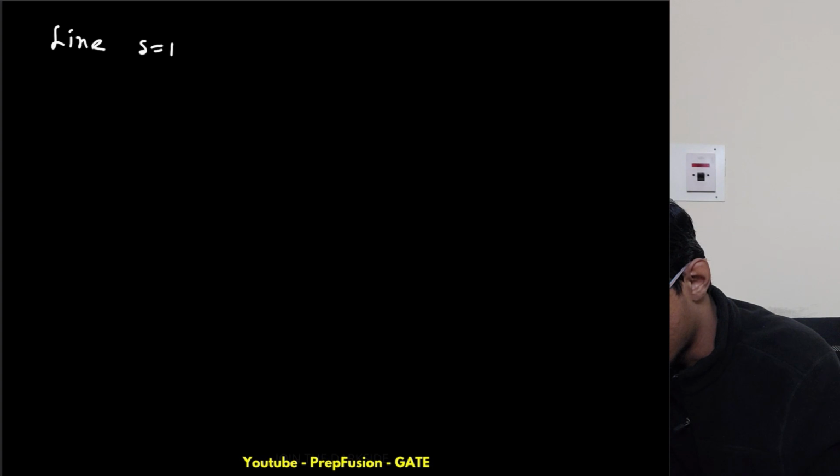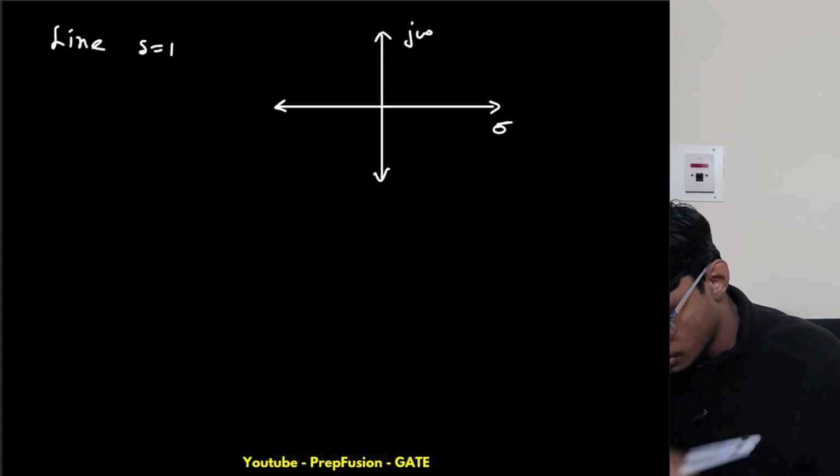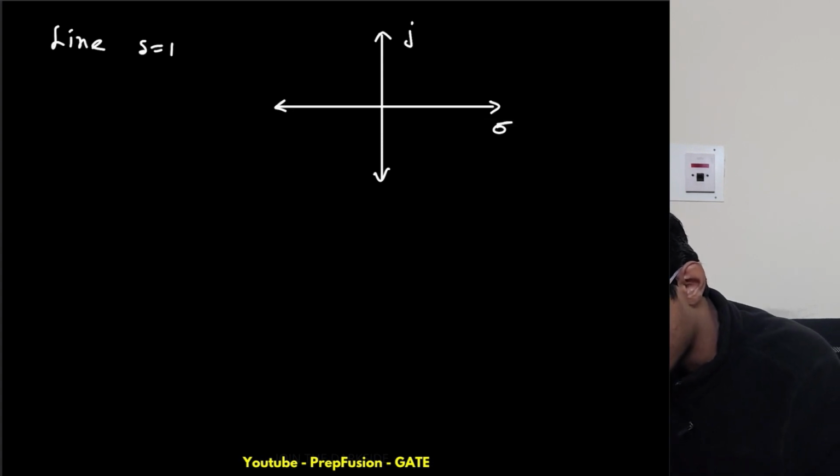So line s equals 1 means this is my sigma plus j omega axis, right? Sigma plus j omega axis. Okay, so this is my sigma plus j omega axis. What is this?